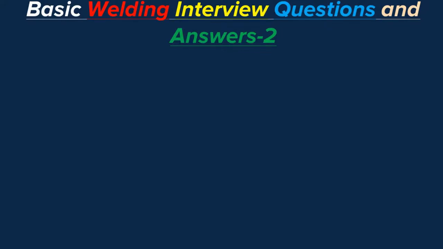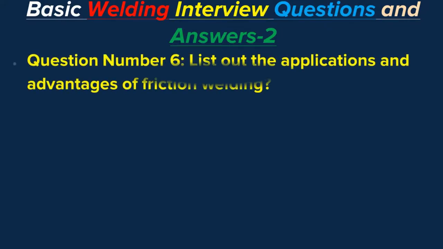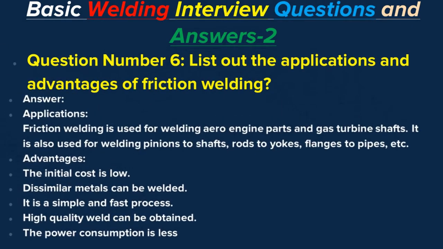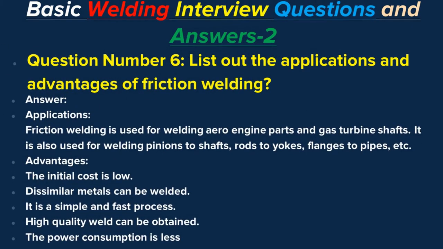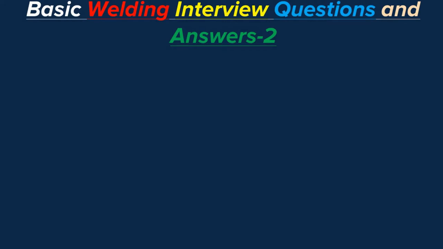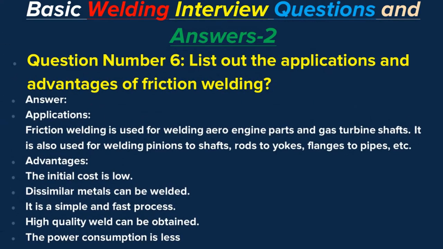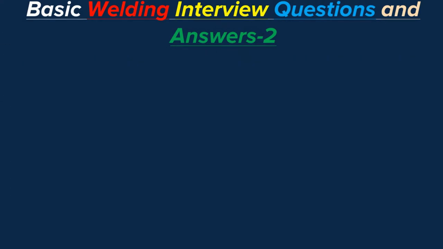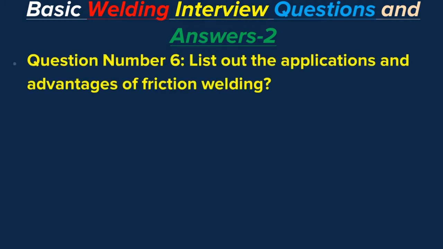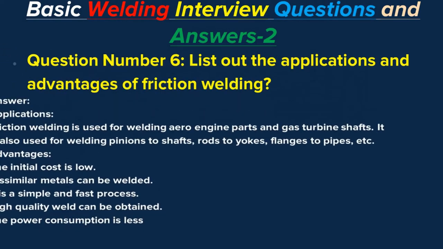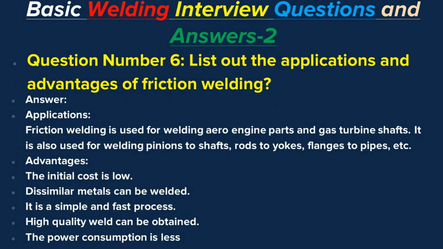Question number 6. List out the applications and advantages of friction welding. Answer. Applications. Friction welding is used for welding aero engine parts and gas turbine shafts. It is also used for welding pinions to shafts, rods to yokes, flanges to pipes, etc. Advantages. The initial cost is low. Dissimilar metals can be welded. It is a simple and fast process. High quality weld can be obtained.